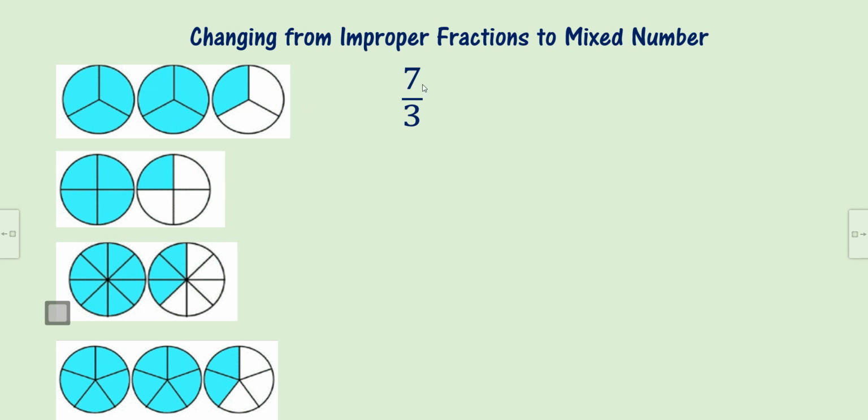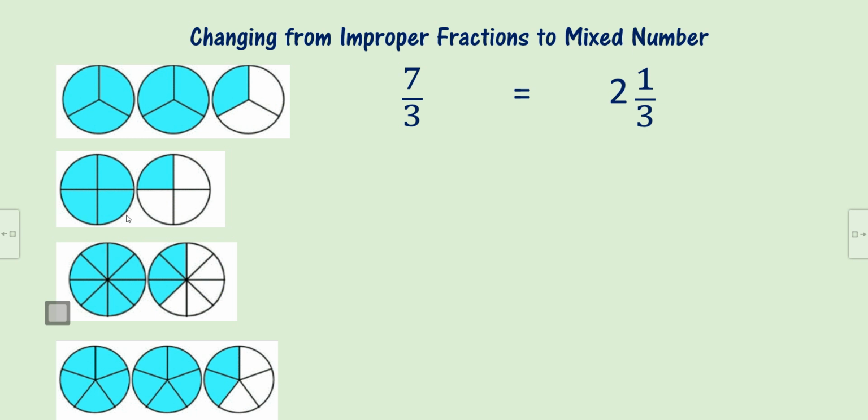So we have 7/3. But another way of looking at it is we've got two complete circles. So we've got 2 whole, and then we've got this extra 1/3. Okay? Whenever you feel confident enough, you could stop, pause the video, and just have a go at doing this for yourself. So let's have a look at the next one.